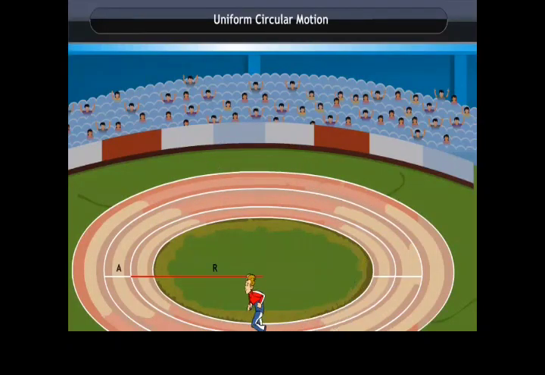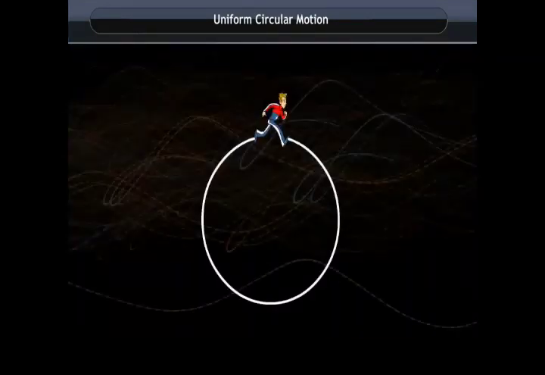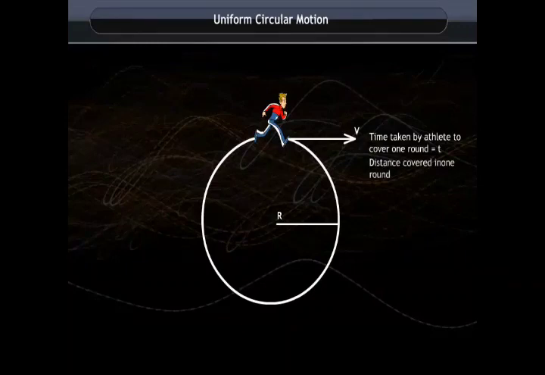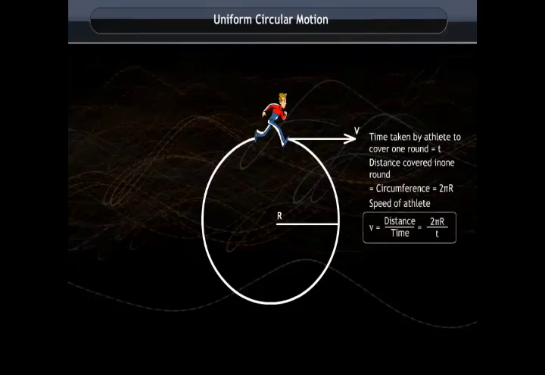Consider an athlete moving along a circular track of radius r. Consider any point A on the track. Direction of velocity at any point A is along the tangent to the circle at point A. Time taken by athlete to cover one round is equal to T. Distance covered in one round is equal to circumference is equal to 2 pi r. So speed of athlete V is equal to distance by time, that is 2 pi r by T.